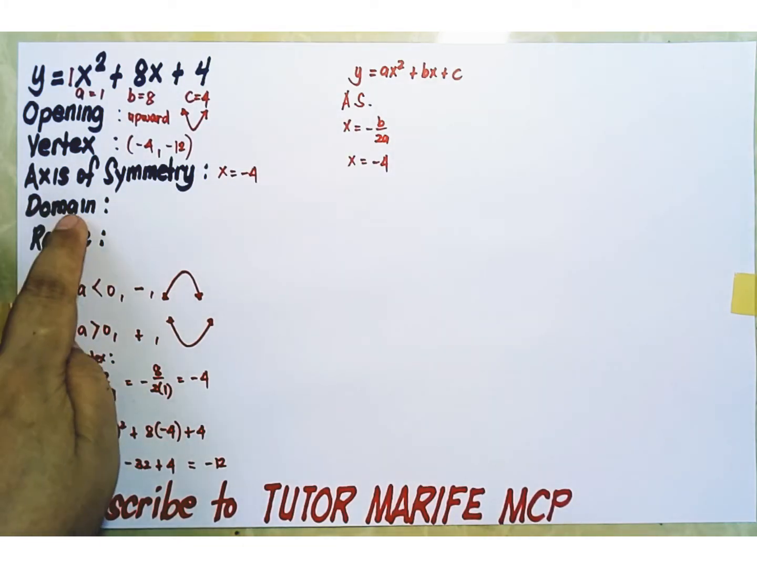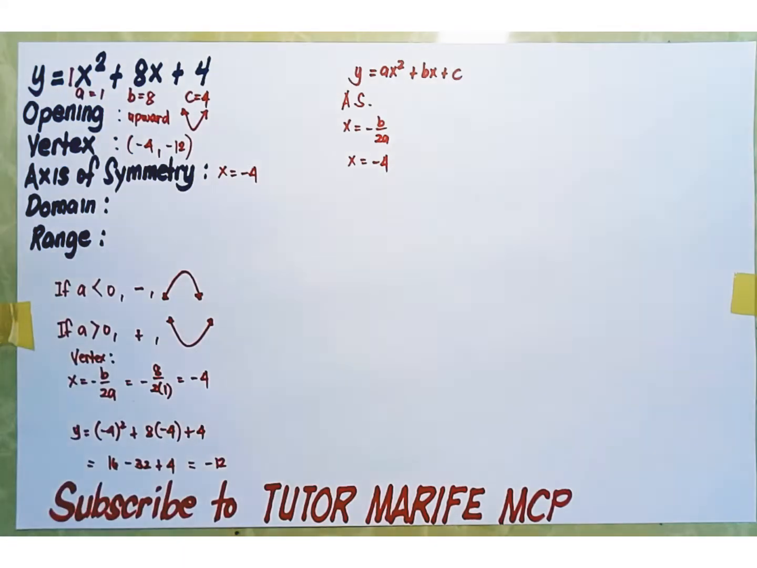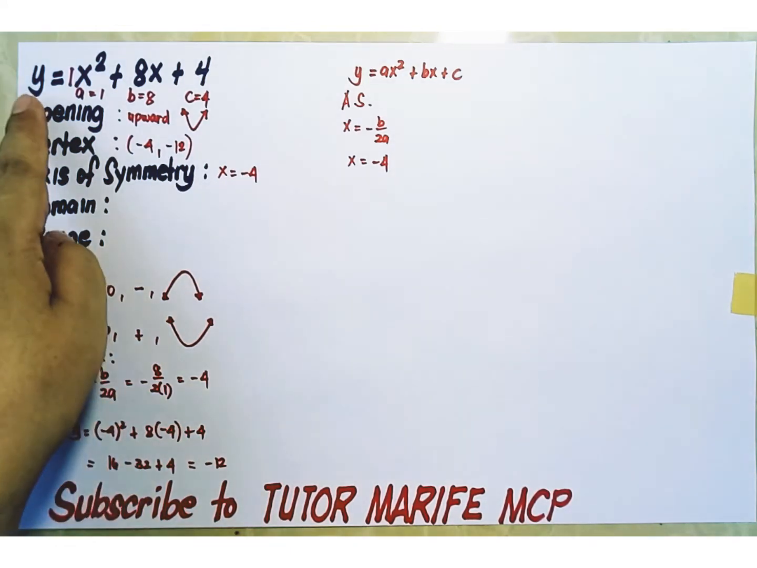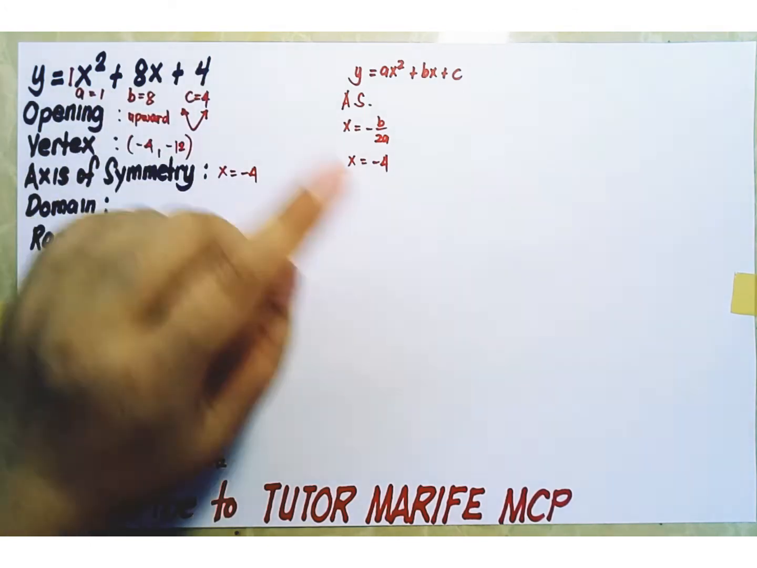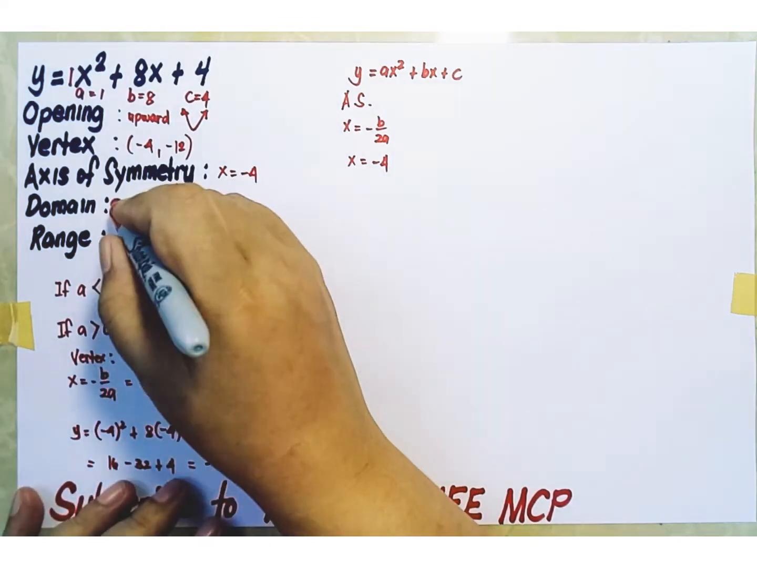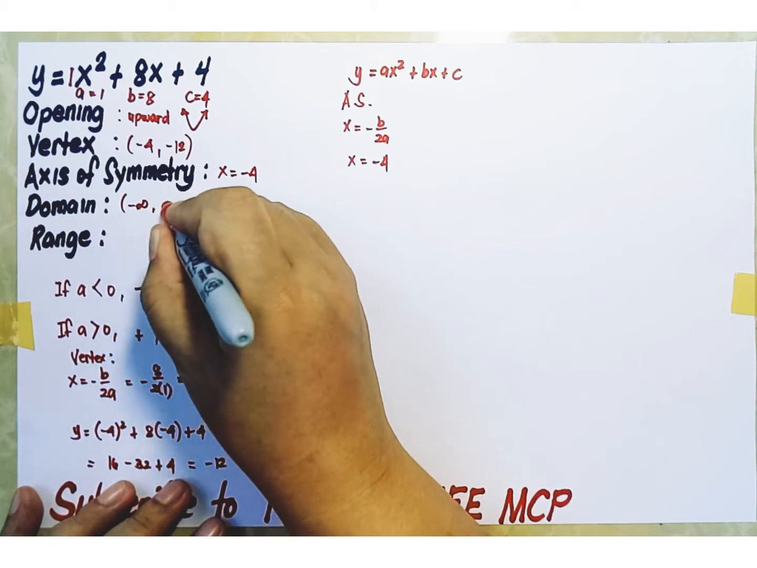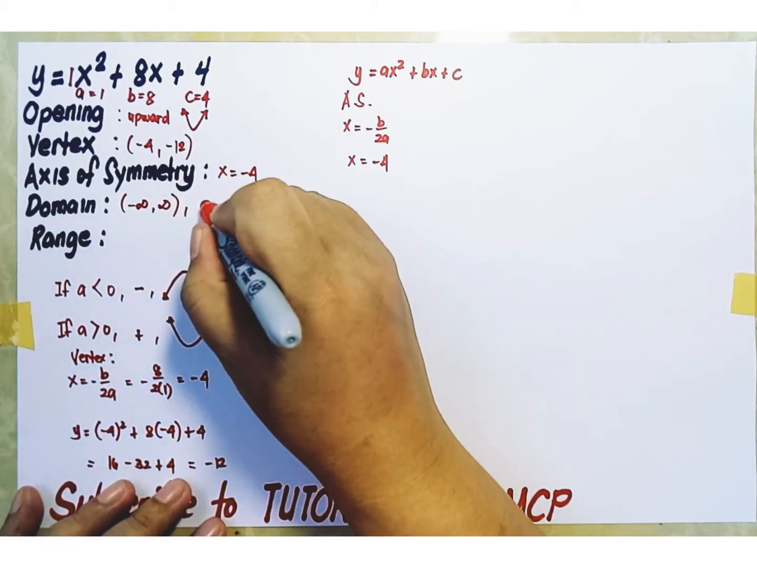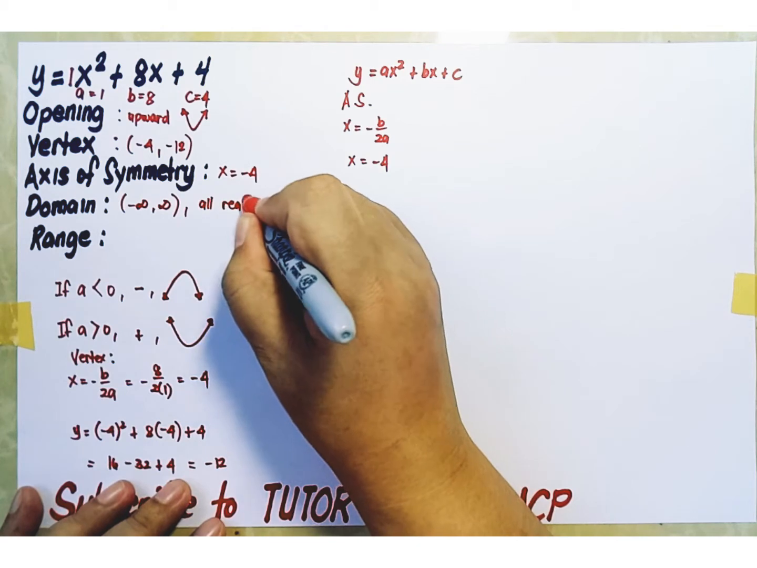Next, let's find the domain of this equation. Domain is the set of x values. Remember that any quadratic function in y equals ax squared plus bx plus c form, or any parabola, regardless of whether the parabola opens up or opens down, the domain is always from negative infinity to positive infinity, or all real numbers.